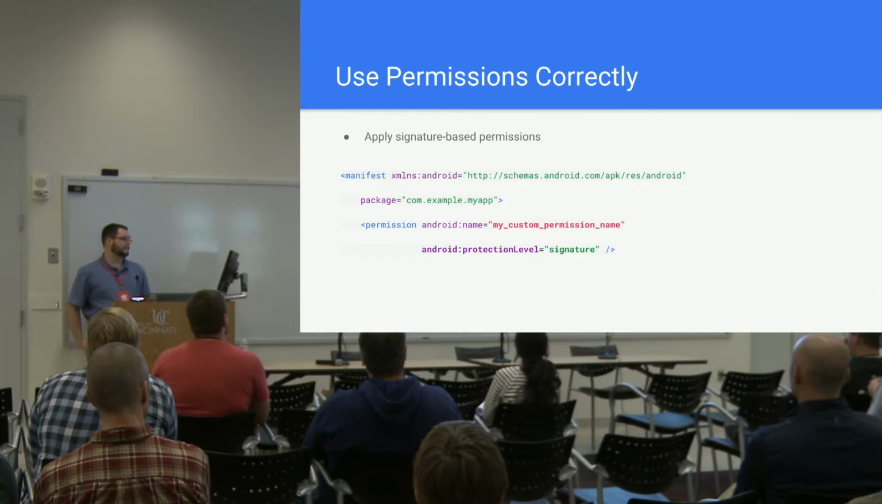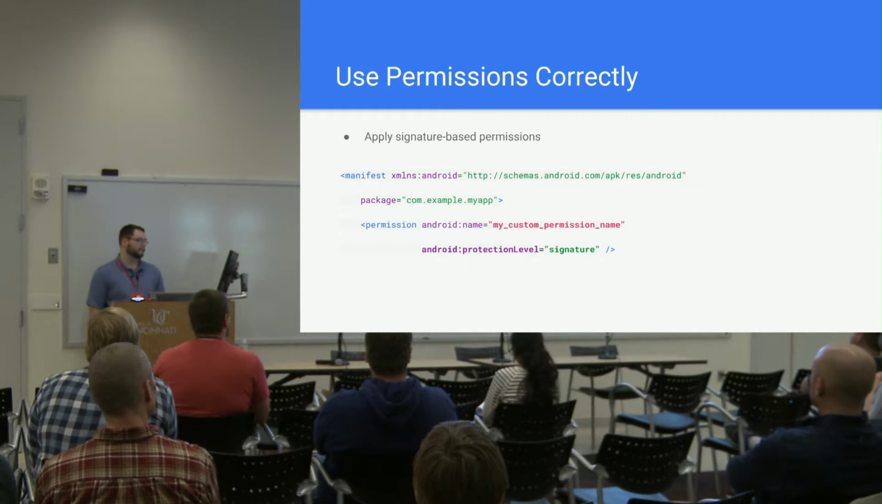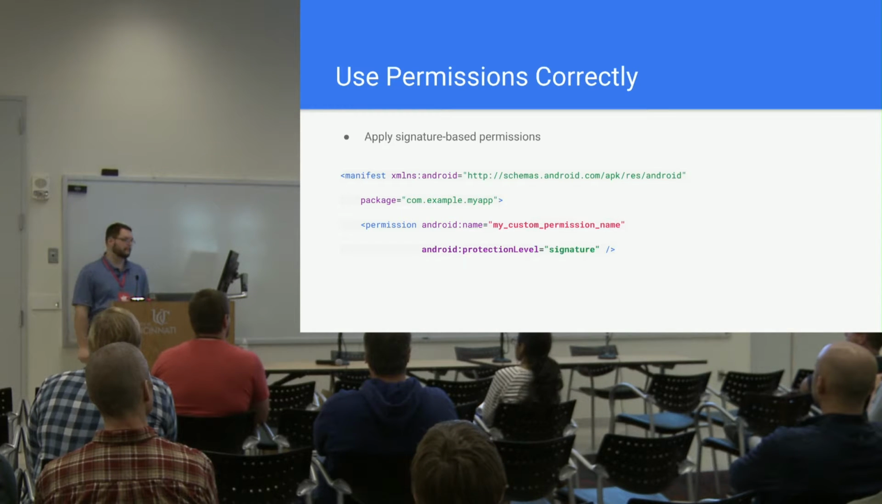Or apply signature-based permissions on our own. In the manifest, you would say something like permission, my custom permission name, and do the protection level of signature. So you'd have to have it signed in order to use that permission. And for more on this, again, reference the official docs to go deeper.